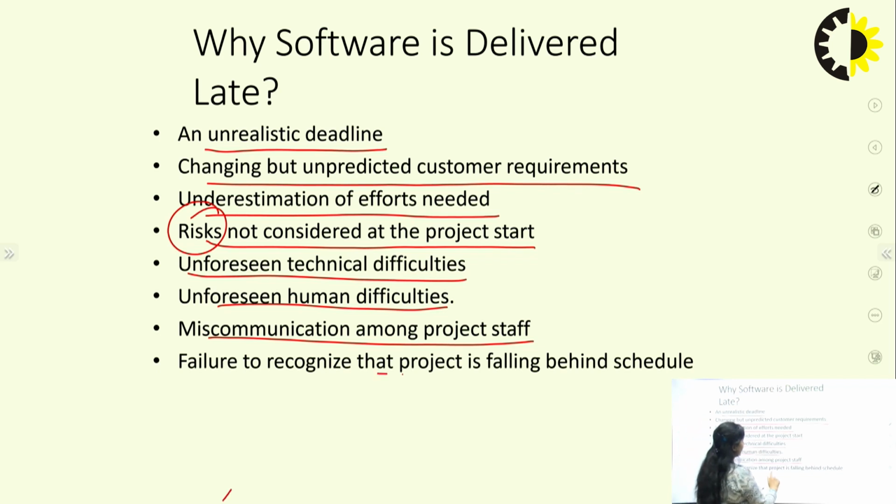Failure to recognize that the project is falling behind schedule. We do not have a proper scheduling activity, due to which we are not able to identify that the project is running late, so we are not identifying it. So this is again another reason why the software has been delivered late.